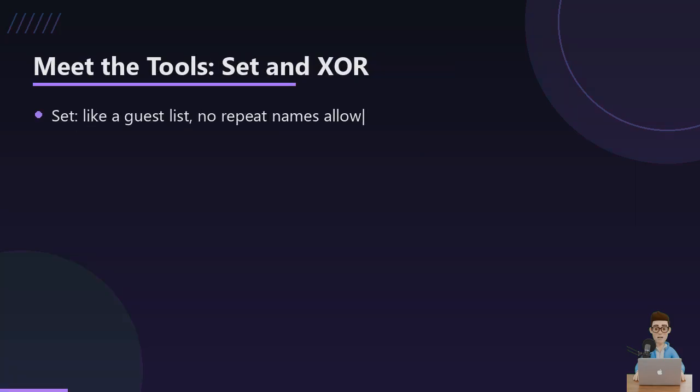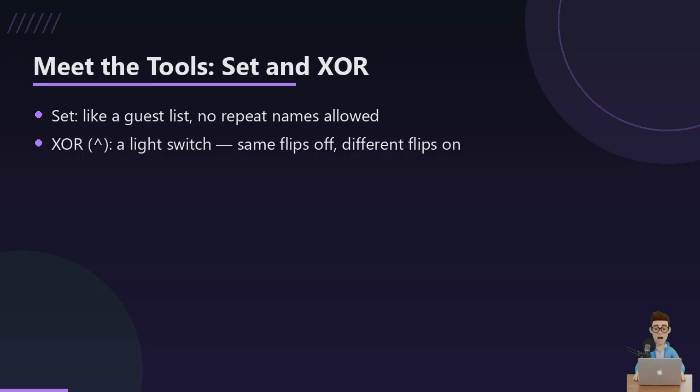2 ideas will carry us through this whole video, so let's make sure they're crystal clear. First, a set is just a container that automatically refuses duplicates, like a guest list at a party. If a name is already written down, writing it again does nothing. Second, XOR, written as this little caret symbol, is a way of combining 2 numbers. Think of it like a light switch. Combining a value with the exact same value flips things back to 0, and combining 2 different values flips something on. We'll see it in action shortly.